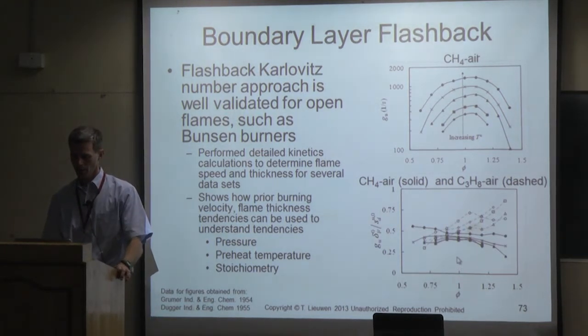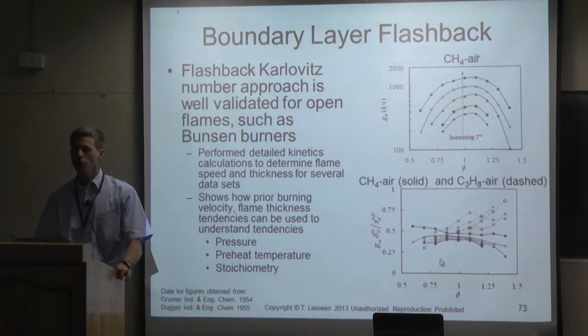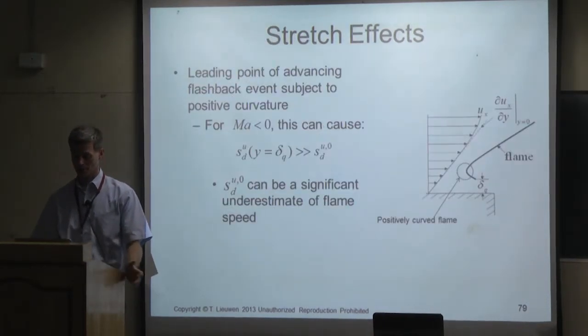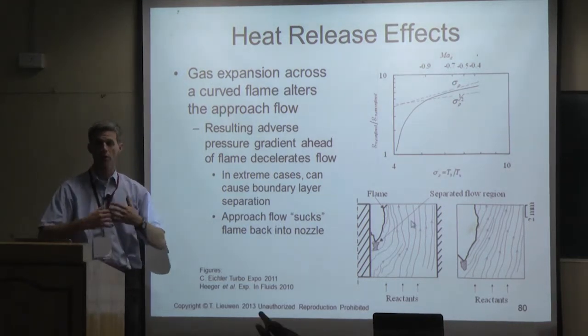Remember, if you're above this line, you are flashback safe. If you're below the line, you'll flash back. Well, in more realistic geometries, you could be in a region where you would predict from the Lewis and von Elbe type analysis that the flame can never flash back. In reality, the flame could flash back, and the mechanism, through what I've just shown you, is that the flame changes the flow because of flame curvature. Yeah?